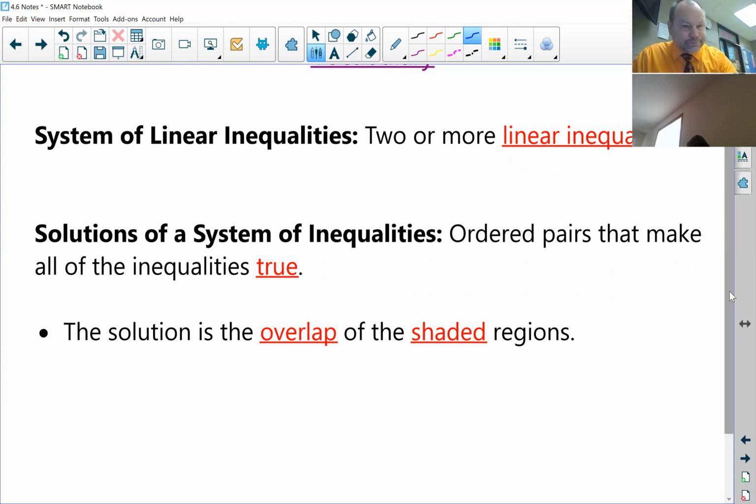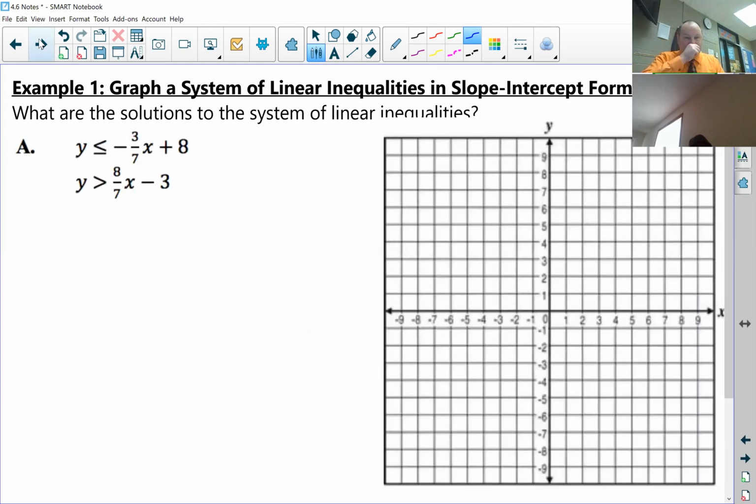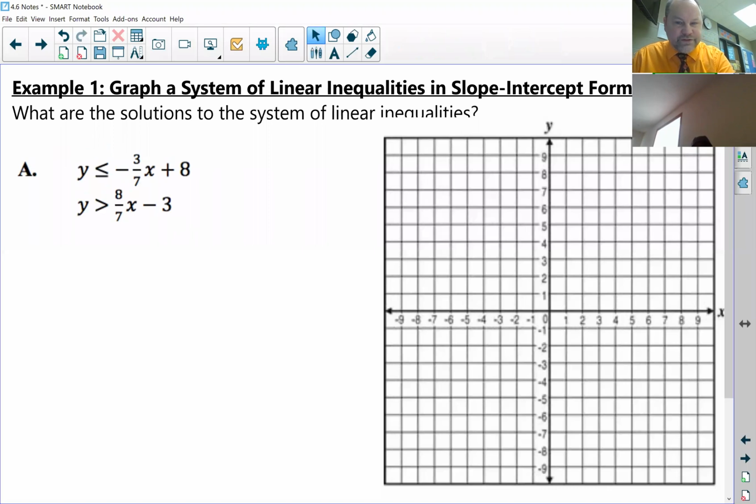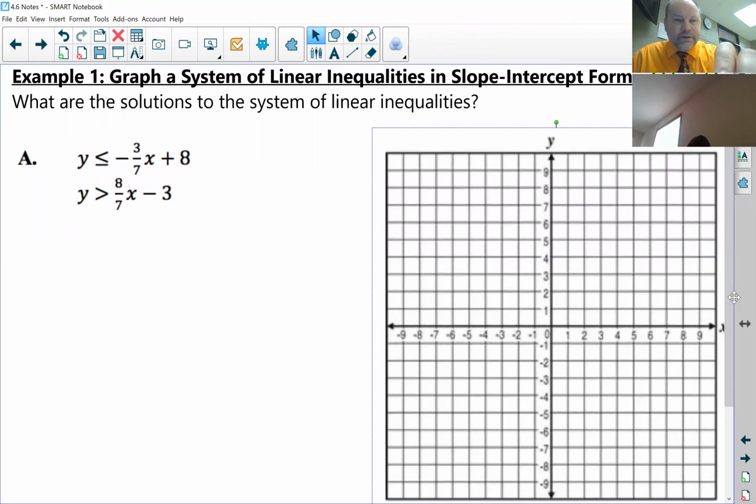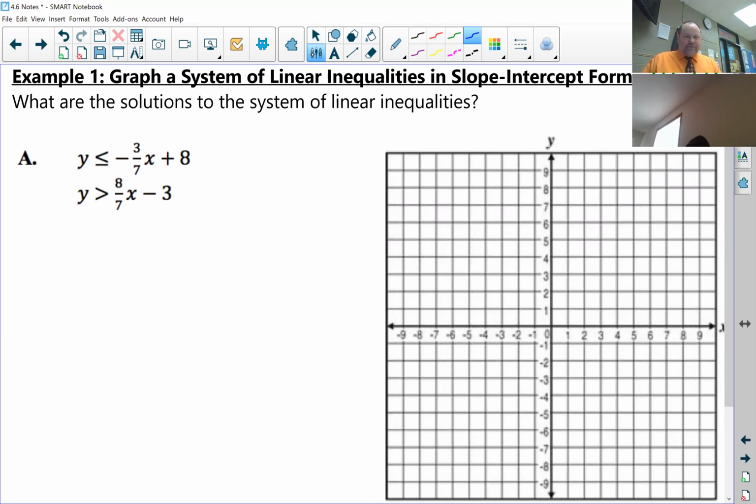All right. So here we have two inequalities. So we have a system, and we are going to graph them. So I am going to start with the first one, and I'm going to graph it in red. The second one I will graph in blue. And I'm going to graph, shade, and then look for the overlap.